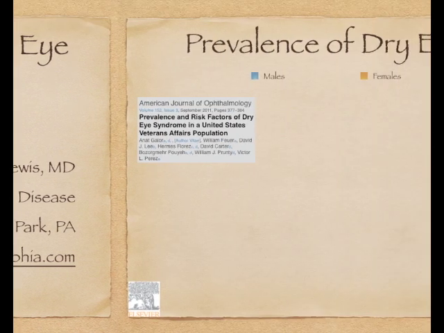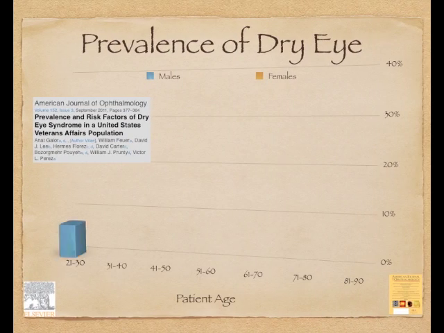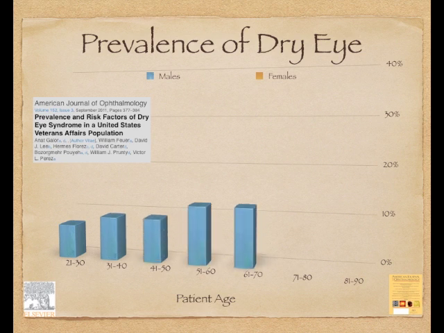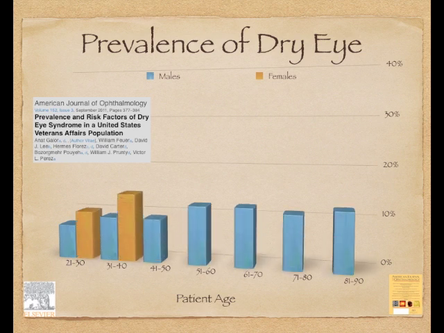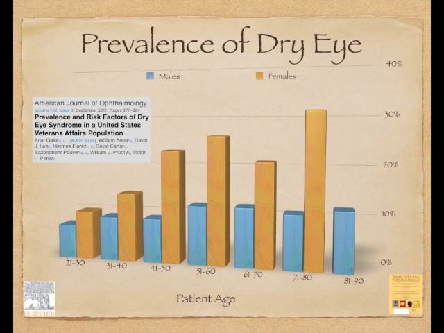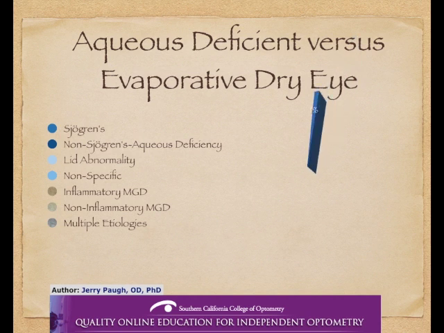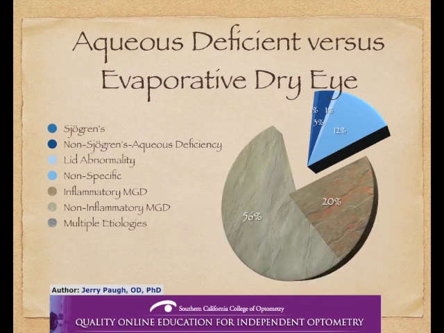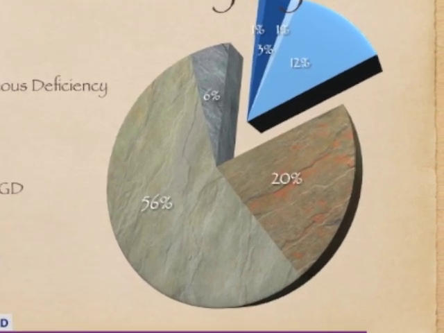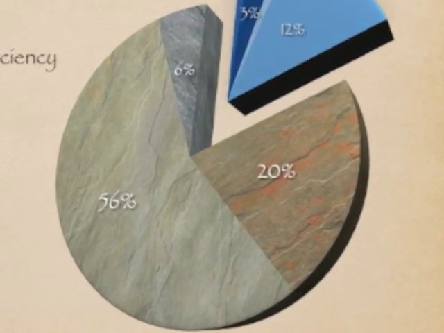Comprehensive dry eye management. The prevalence of dry eye in the male population can reach as high as 10%, but in women, 32% can suffer from this condition. Aqueous deficiency is one group of dry eye sufferers, and evaporative dry eye are another with very little overlap. Nearly 82% fall into the lipid-related group.